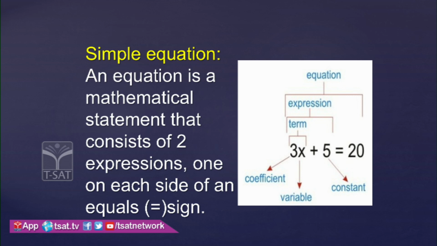Here 3x plus 5 is the algebraic expression and 20 is the numerical expression. In this 3x plus 5, 3x is a variable term, 5 is a constant term. These two terms are separated by the plus symbol. Friends, here 3 is the coefficient of x, so it is known as the coefficient. x is a variable, 5 and 20 are constants.